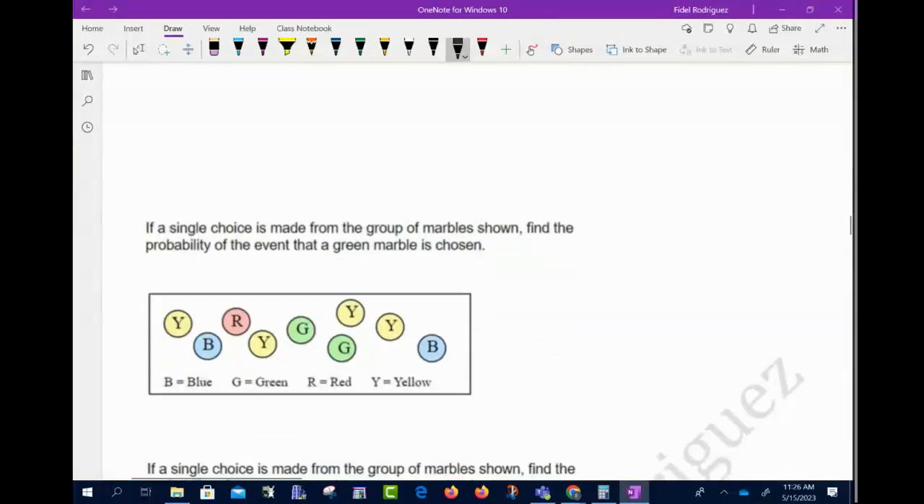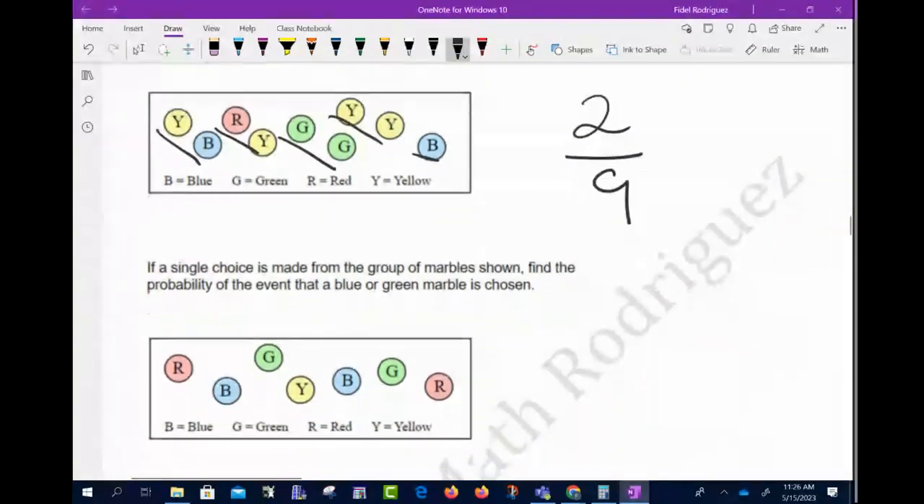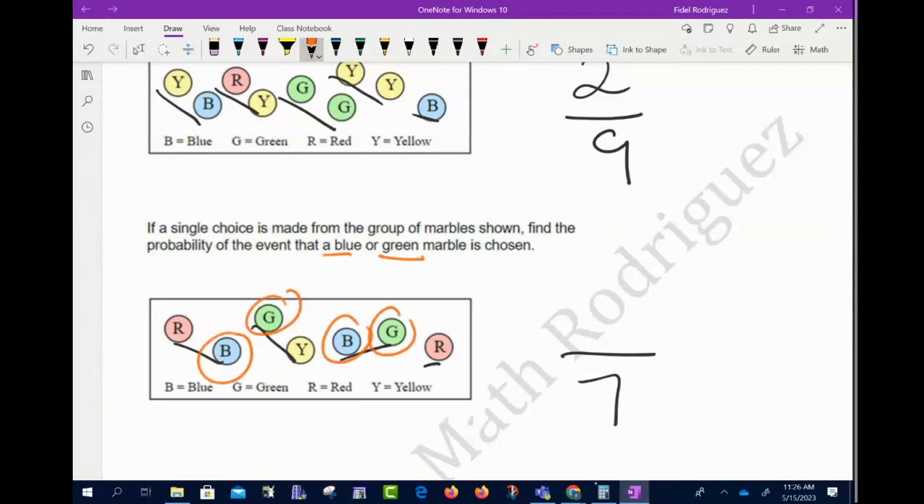Let's see. Same type of problem here. I want to count. How many marbles do I have? 2, 4, 6, 8. Still got 9 marbles. Green. How many are green? 2 out of the 9. Okay. A single choice is made from the marbles shown. 2, 4, 6, 7 marbles now, right? Find the probability that it's a blue or a green. So blue or green, I got 1, 2, 3, 4. 4 out of the 7, right?